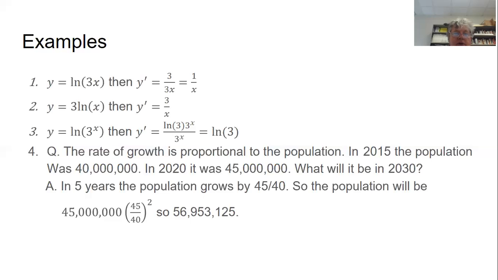Okay, so we're told that the rate of growth is proportional to the population. That means every 5 years, the population grows by a factor of 45 over 40. So the population in 2030 will be that 45 million times 45 over 40, which is how it would grow in the first 5 years, times another 45 over 40, which is how much it'll grow in the next 5 years. So that's almost 57 million there.